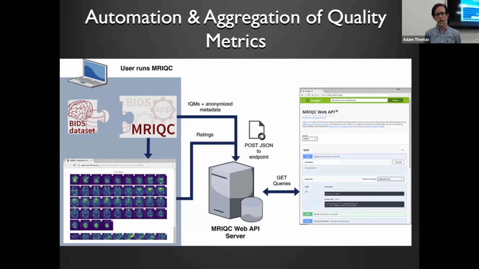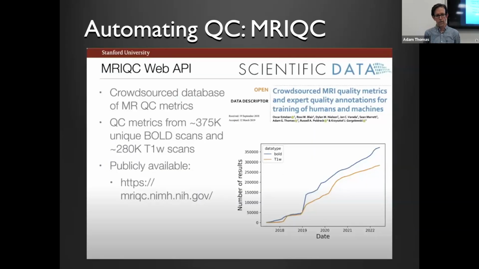It's got a few million records in it. So if you want to go through and look at what quality metrics are like for the larger world, you can easily download this or query it and get whatever information you need. That's just a little bit more about the statistics on that.